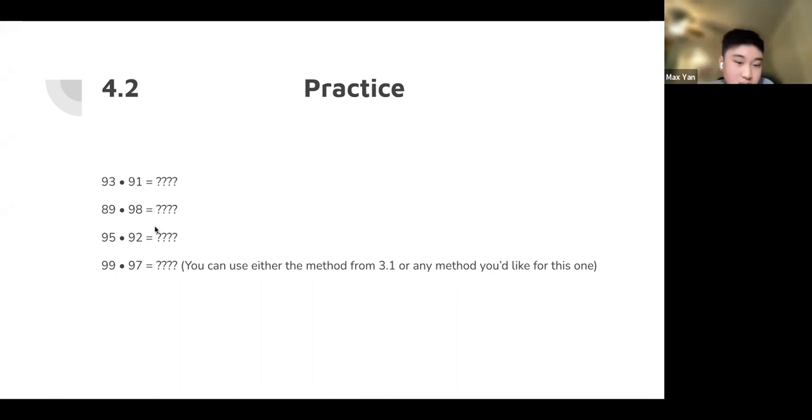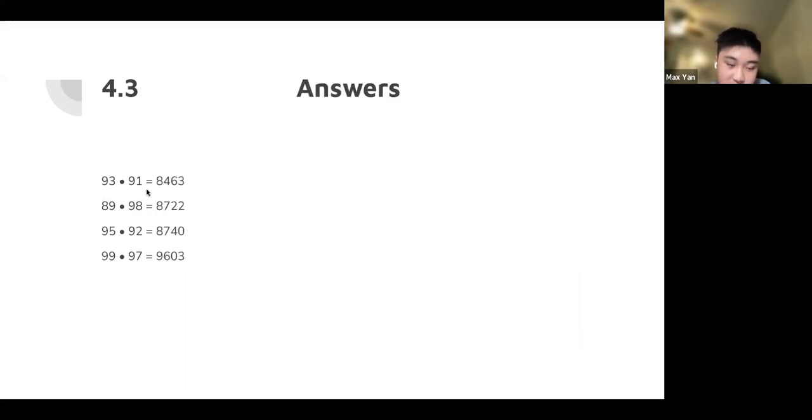Okay, so 93 times 91, you know that the difference from 93 is 7, the difference from 91 is 9. 7 times 9 is 63. 93 minus 9, or 91 minus 7, is 84. And you just do something like that for the rest of them. Check your answers. Anybody have any questions?